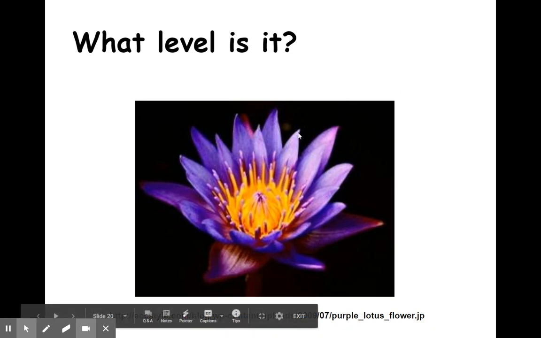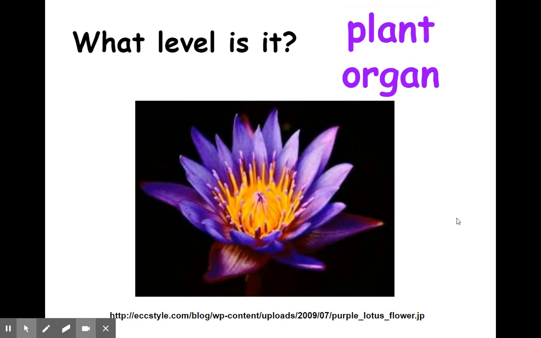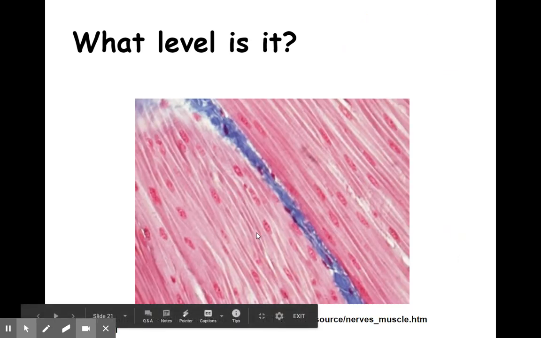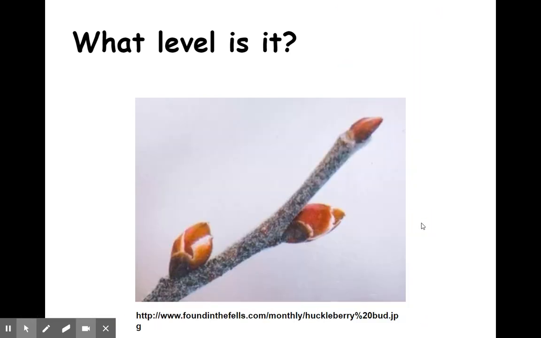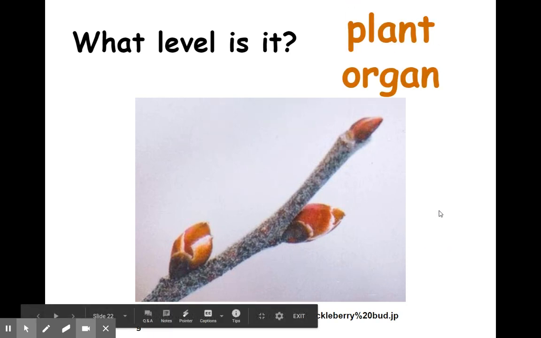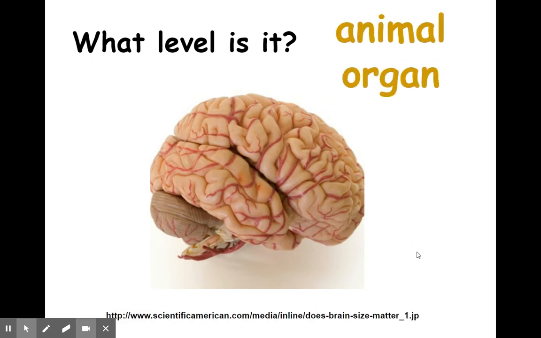The flower. The flower is not the whole plant. It's just one portion of the plant. The flower is an organ of a plant. So you pick a flower, you're picking an organ off of a plant. We have these long, narrow cells working together. So this is a tissue. That's muscle tissue. A little bud. This is before it opens up as a flower. So if a flower is an organ, what do you think a bud is? That is an organ too. Our brain, organ.